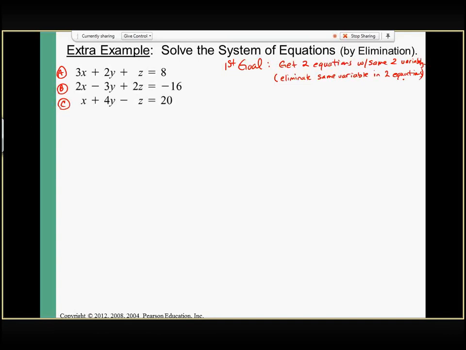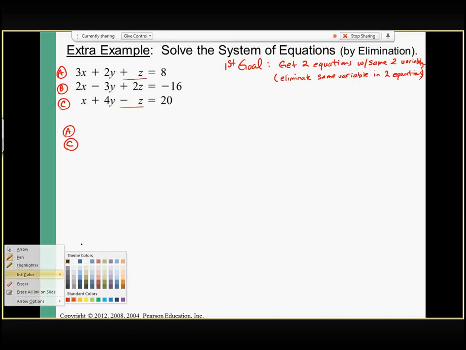Okay, so what I really want to look at is my x's, then I look at my y's, and then I look at my z's. And are any of the variables opposites in any of the equations? Well, if you look at equations A and C, you see that the z's are opposites. So let's start with that. That looks easy enough to me.